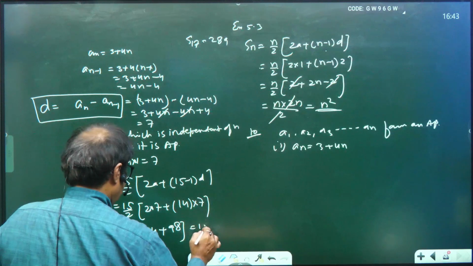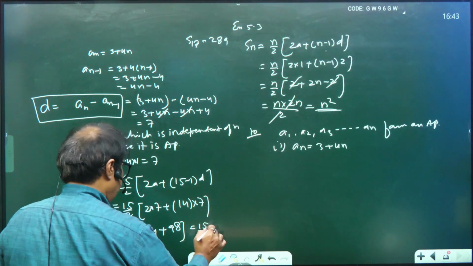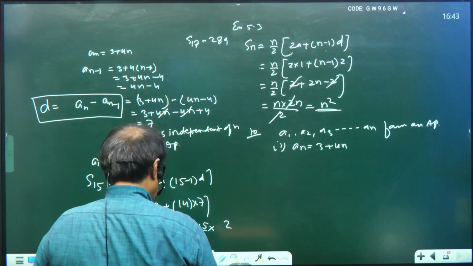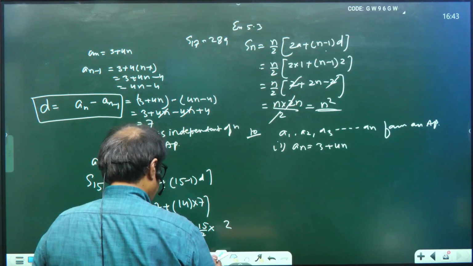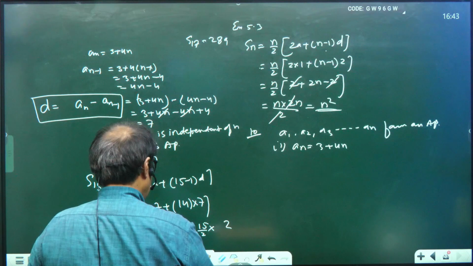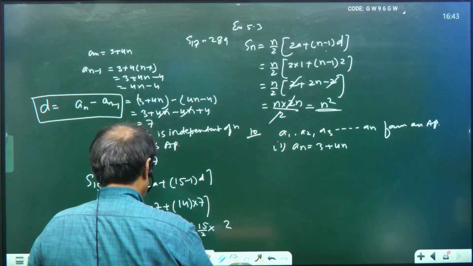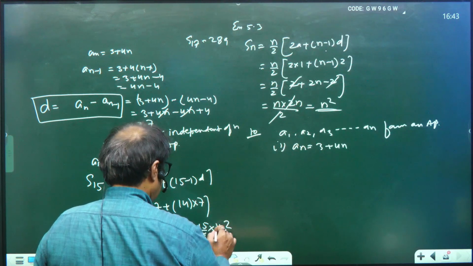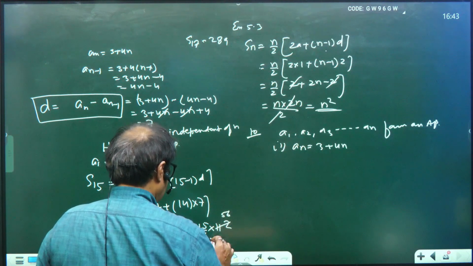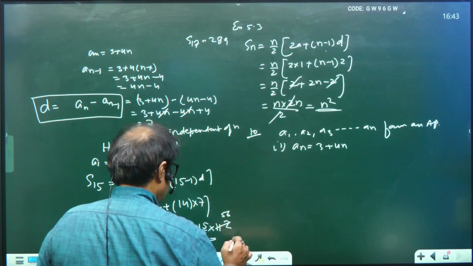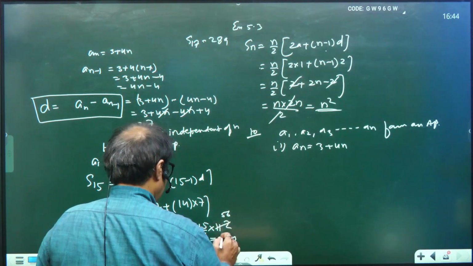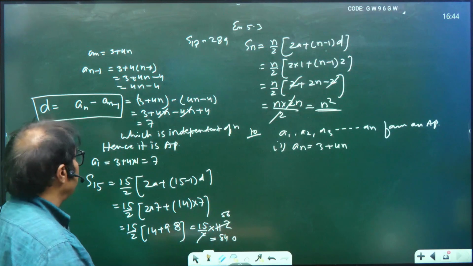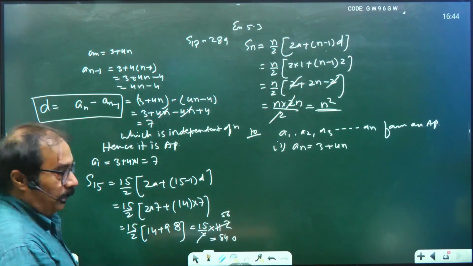So this is 15 by 2 into 112. Okay, so 8 4s are 32... 56 cancels, and 15 times 56 is 840. So 840 is the answer. This is one way to simplify.